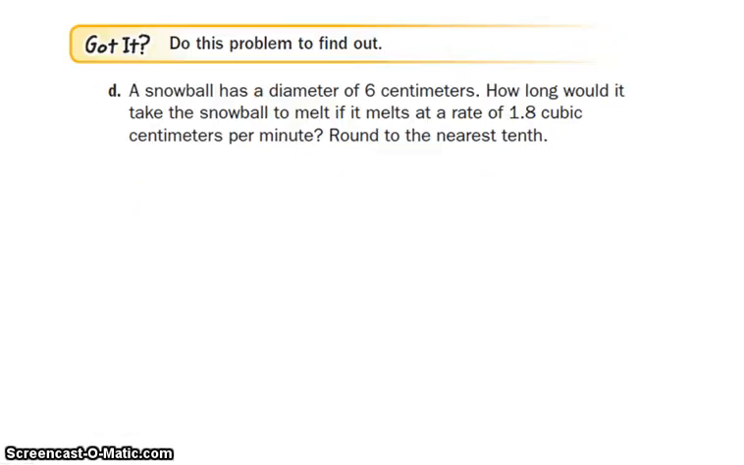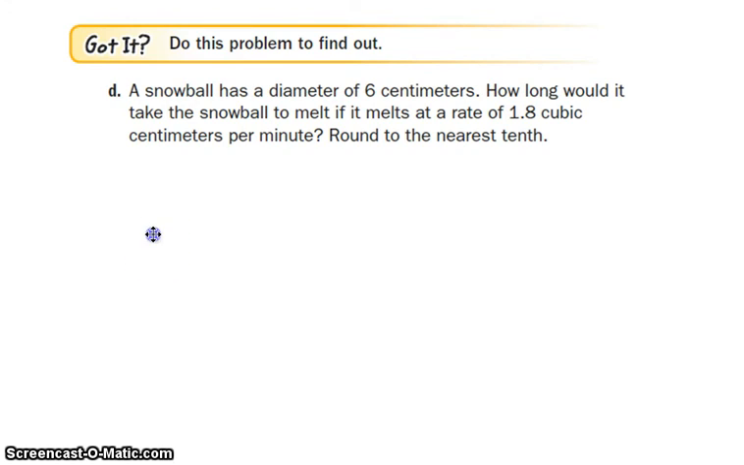Here's a similar problem. This is your last got it problem here. A snowball has a diameter of 6 centimeters. How long would it take the snowball to melt if it melts at a rate of 1.8 cubic centimeters per minute? Round to the nearest tenth. The first thing you have to do is find the volume of that snowball. The second thing you need to do is set up a proportion. If you have trouble, go back and look at the previous example. I'll pause it and you guys go ahead and try your got it problem.